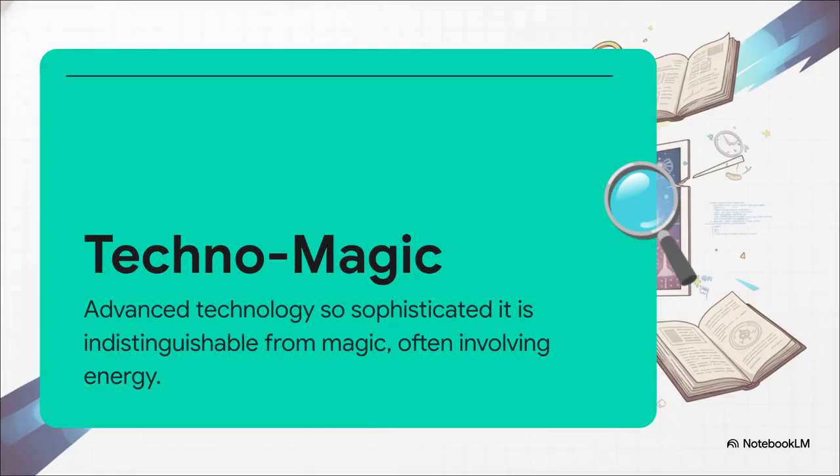This brings us to a really cool concept, techno-magic. It's this idea that technology can get so advanced, so sophisticated, that it pretty much functions just like magic. So this warrior isn't just swinging a sword, he's wielding a piece of technology so powerful it feels completely mythical.